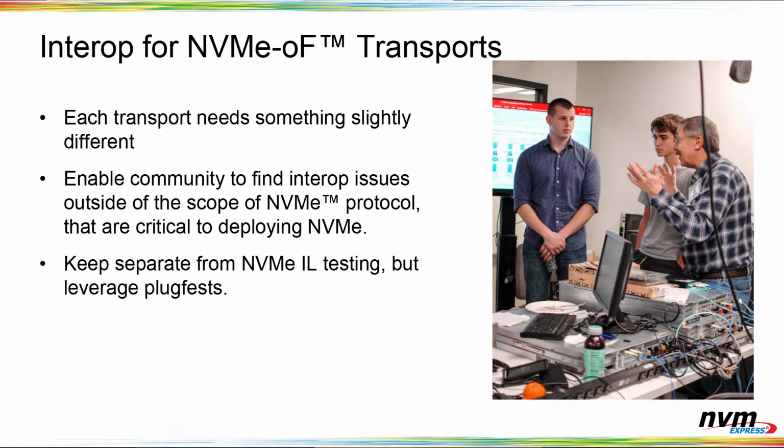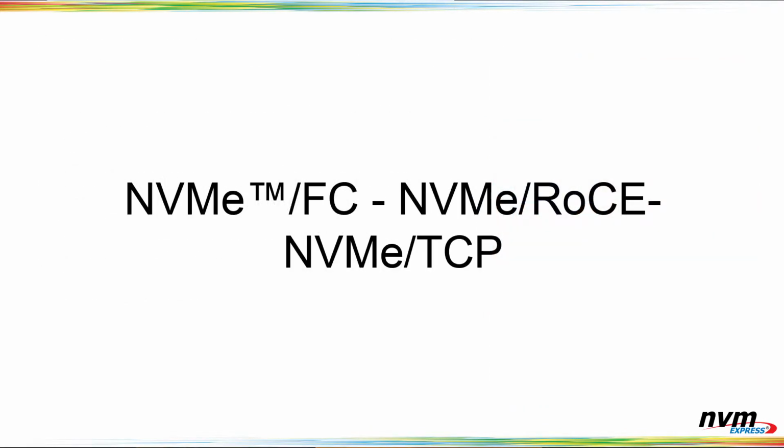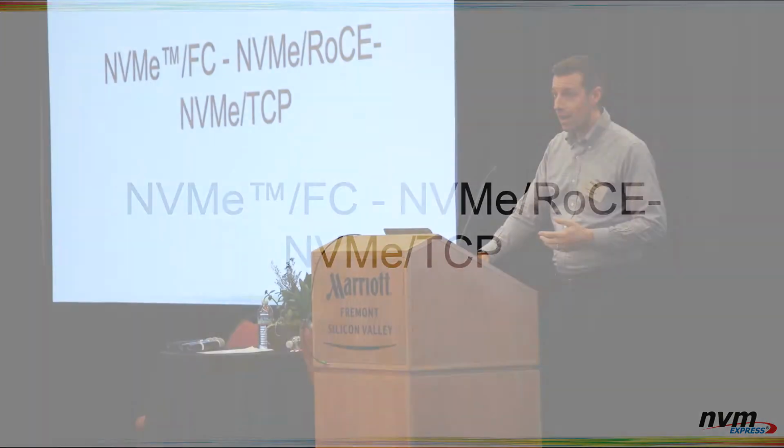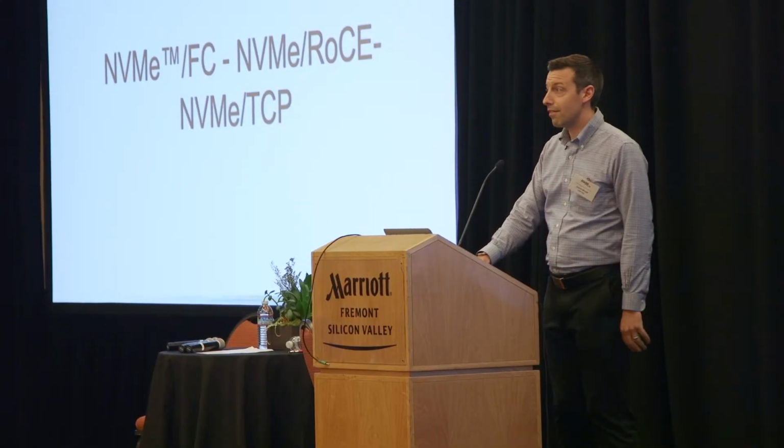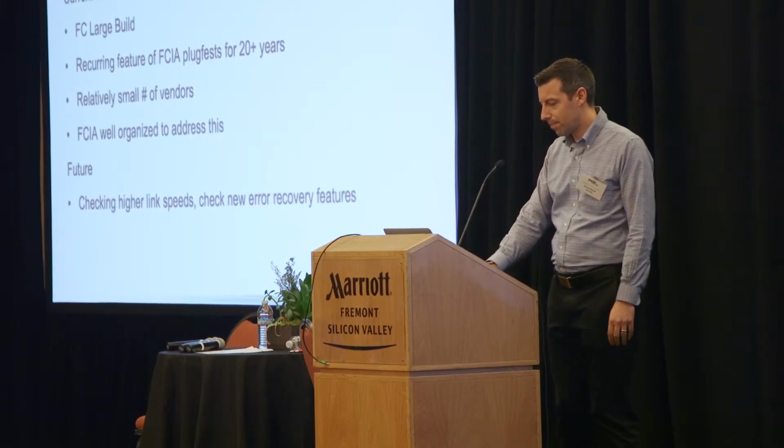Now, we want to remember that each one of those underlying transports has its own idiosyncrasies, has its own needs. We want to make sure that we offer something to people as part of that event that is going to help them find interop issues, help them find bugs that are important to solve before they actually deploy NVMe. And remember that this is separate from the testing that's happening as part of the NVMe integrators list. So I'm going to talk a little bit about what's been done in the Fibre Channel space, what's been done for RoCE, and then some ideas we have for testing TCP in the future.